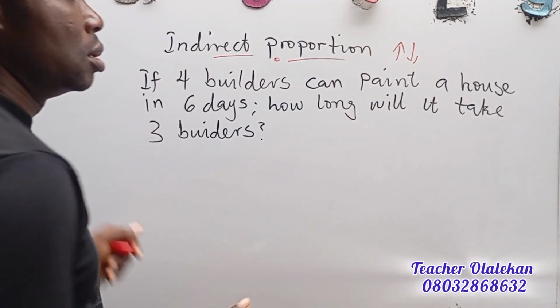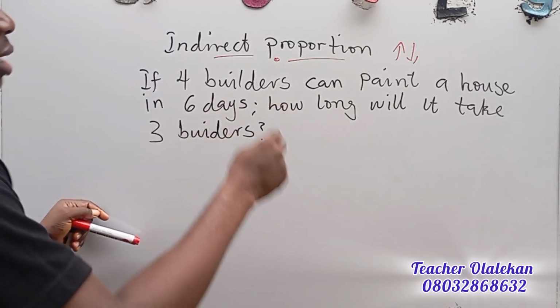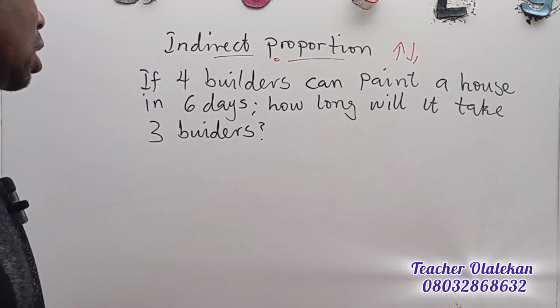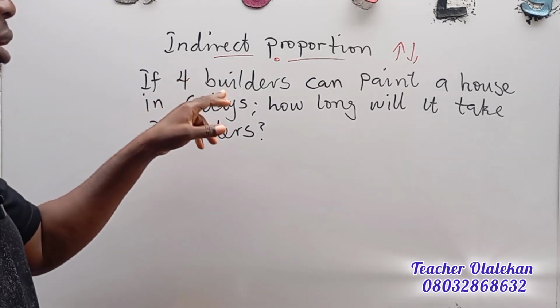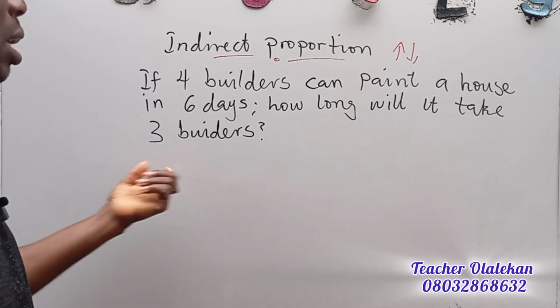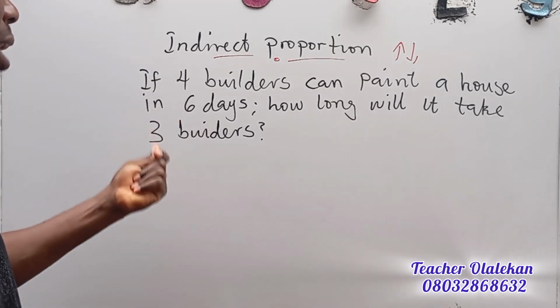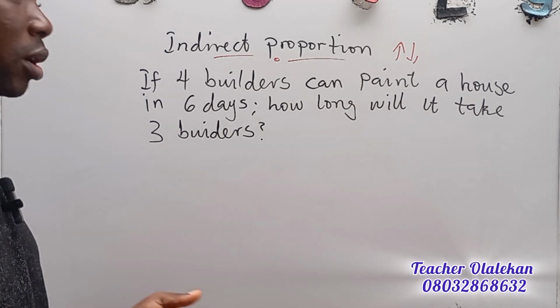For an indirect proportion, as a value is going up, the other is expected to come down. So in this question, for example: if 4 builders can paint a house in 6 days, how long will it take 3 builders? We have the builders, which are workers, and the number of days. Those are the variables we have. Builders, the workers, are variable 1, and the days of work are variable 2.